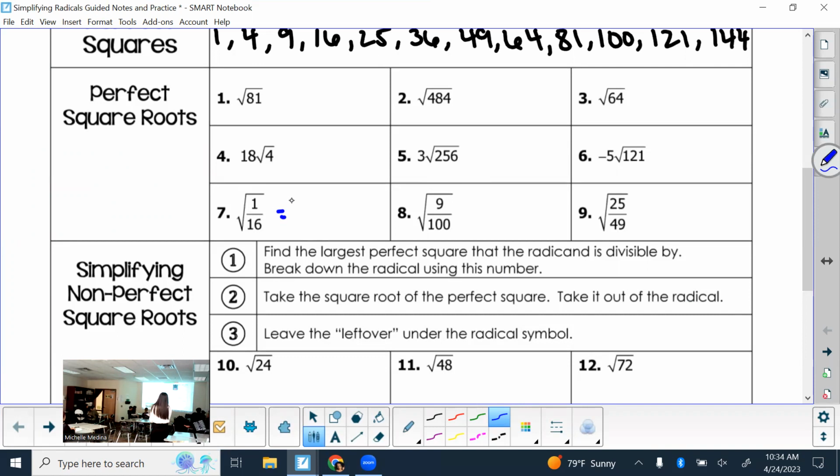All right, so here's how you do it. You take the square root of the numerator and the denominator individually. So what's the square root of 1? What's the square root of 16? So that's my square root of 1/16, is 1/4. So try that with 8 and 9 real quick.